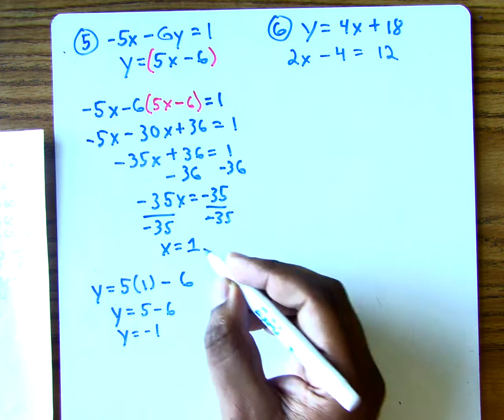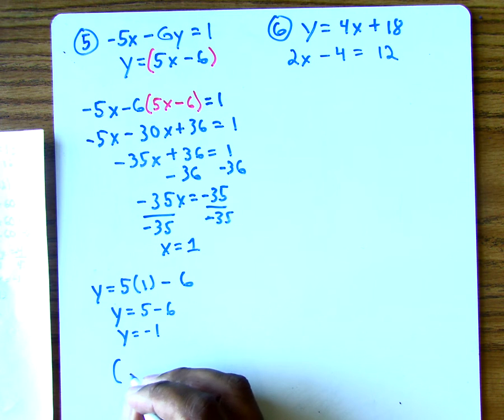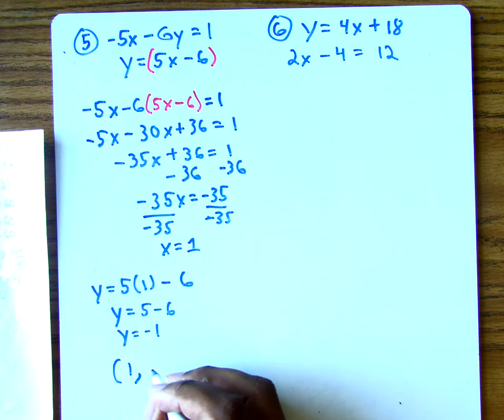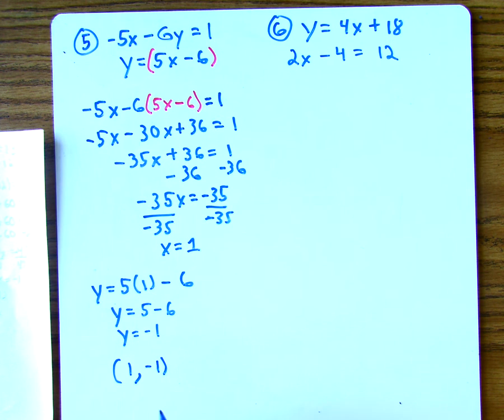So we have our x, which is 1, and we have our y, which is negative 1. Now we have our coordinate where these two equations meet. So this is solving a system of equations by substitution. Let's take a look at number 6.